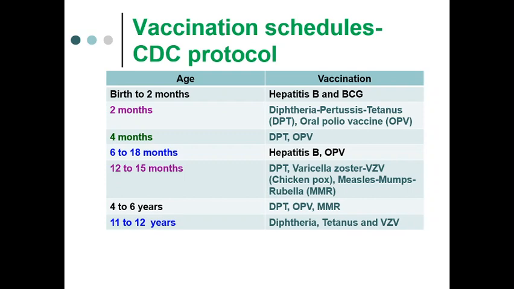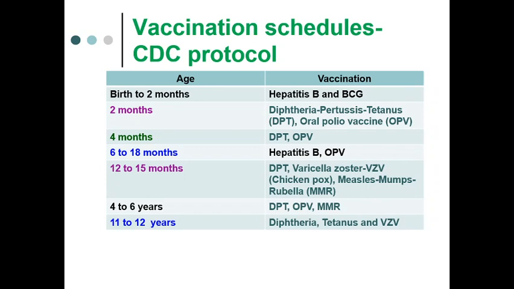Then the second vaccination of DPT and OPV is done in the 4th month. OPV is oral polio vaccine. Hepatitis B may be necessary as a vaccine for some children who are prone to be exposed to the hepatitis B virus in endemic areas, but it is not compulsory. Within 16 to 18 months, once again, OPV needs to be administered, that is the third dose.